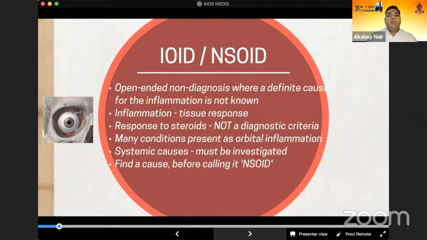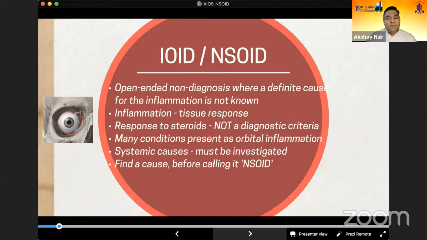So IOID is idiopathic orbital inflammatory disease. NSOID is non-specific orbital inflammatory disease, both equally non-specific and idiopathic names. And I'll try to explain why. So first thing is that inflammatory disease is a tissue response. It's not a disease. Also, response to steroids is not a diagnostic criteria. And there are many conditions that present as inflammation and that respond to steroids, including some amount of response seen in bacterial cellulitis. That doesn't mean that is orbital inflammatory disease.